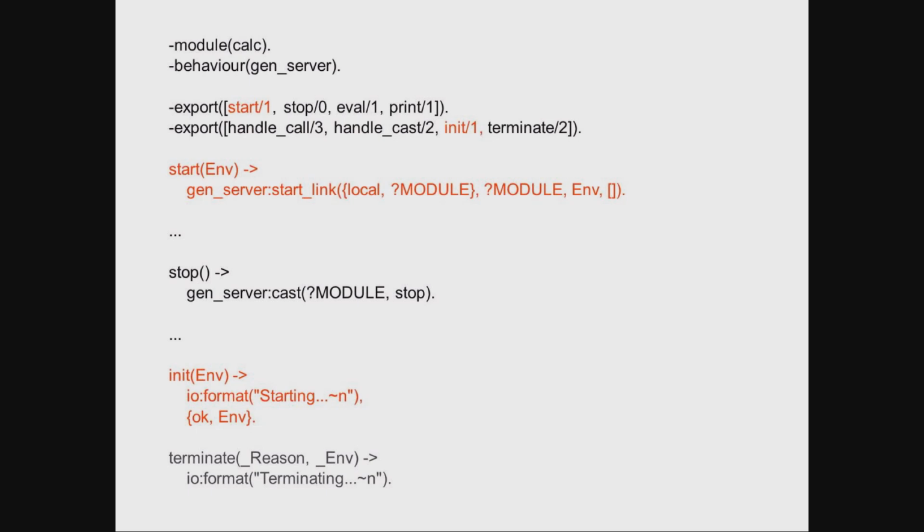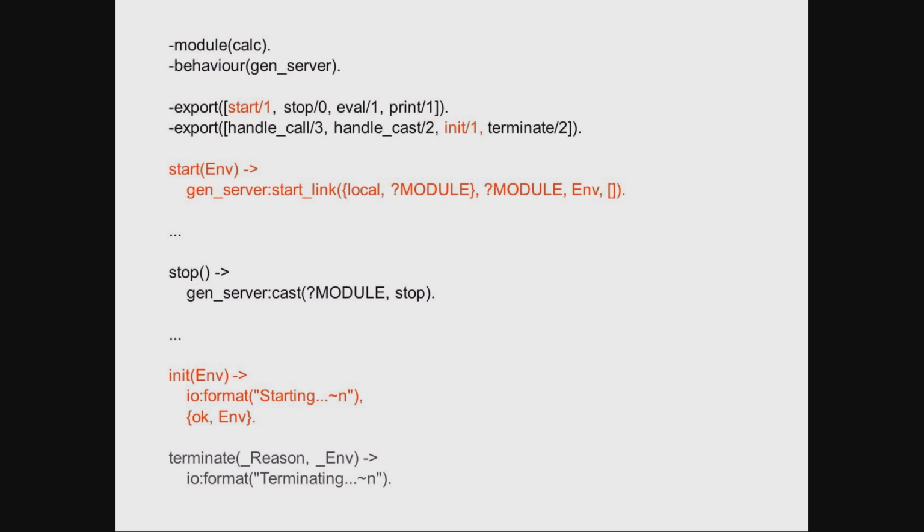So here is us starting our generic server in the calc module. We call the function start and pass it the environment variable, and this results in the Gen server start link call being made, where we register the server locally with the name calc. The callback module is calc. The third argument is the environment variable, and the fourth is our list of options. This will spawn the process.